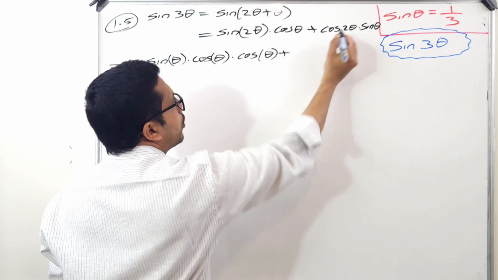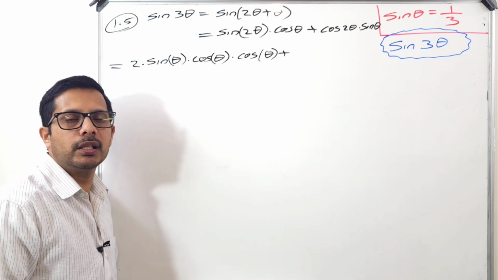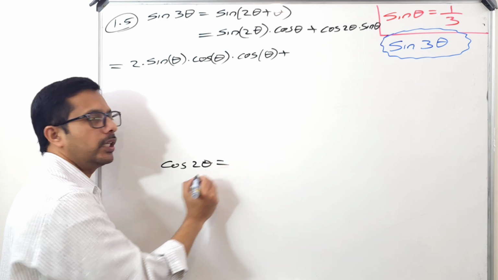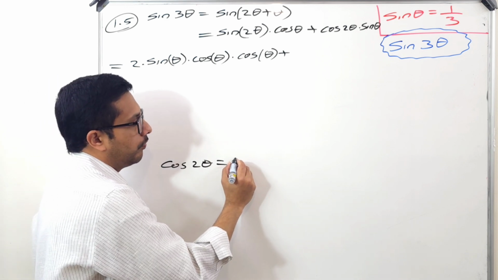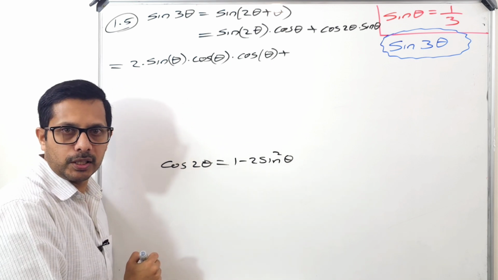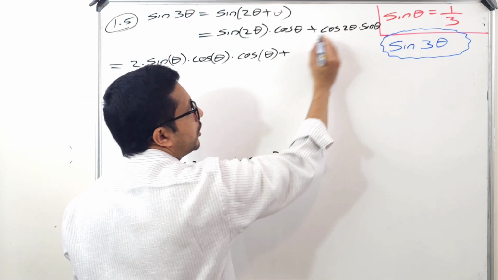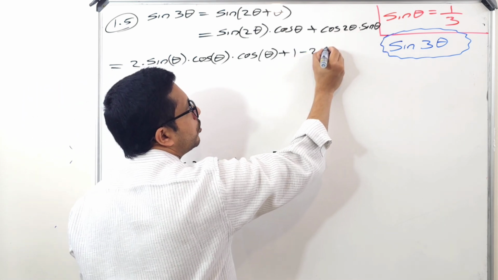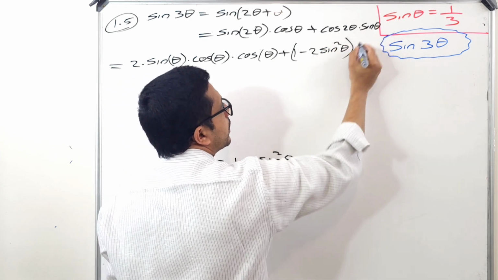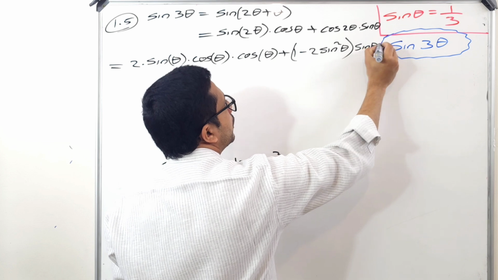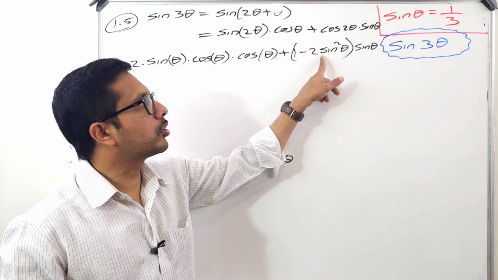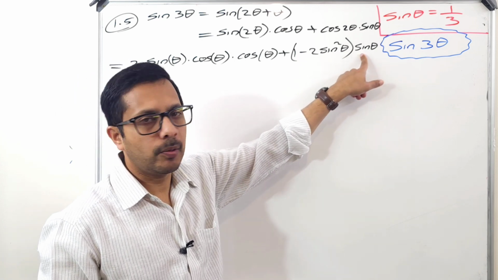plus cos 2 theta. How can you write that in terms of sine? That is also a double angle, cos 2 theta. You studied a formula like this. What is that one? 1 minus 2 sine square theta, the double angle formula. Am I right? Okay. So instead of cos 2 theta, I am going to write 1 minus 2 sine square theta, times sine theta.